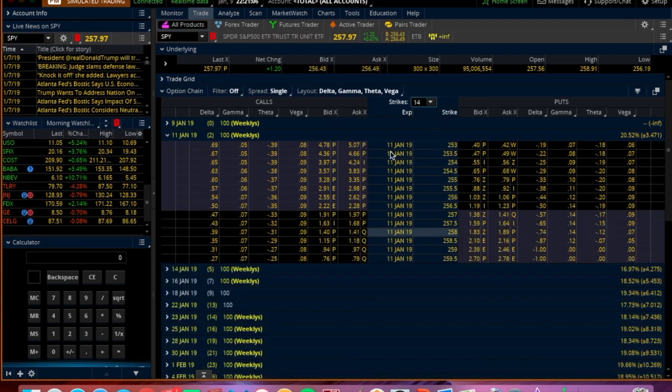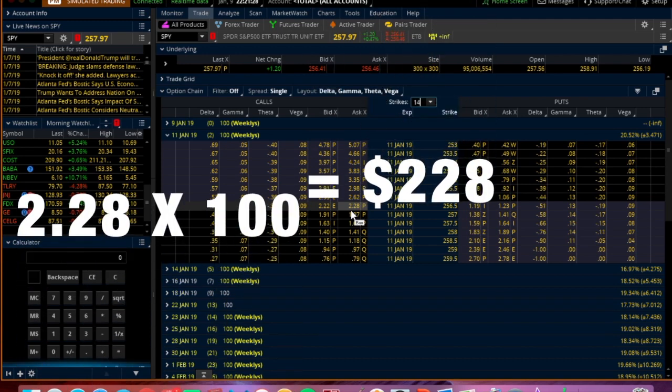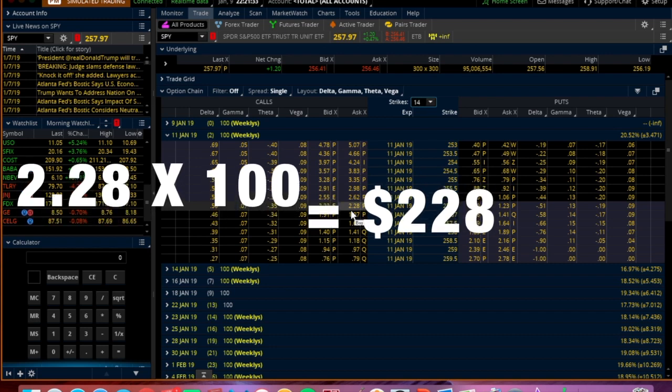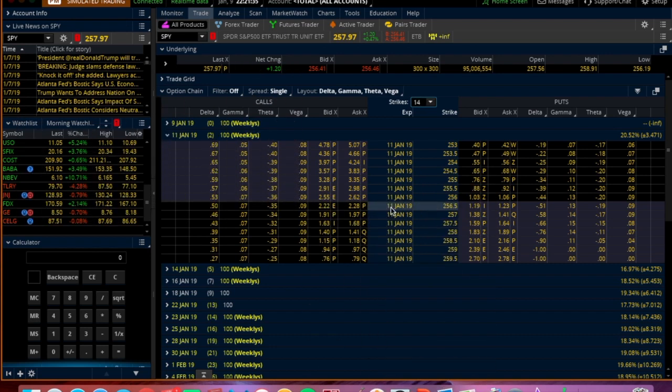You would see that every option here has a bid and an ask of about $4.70. Now, due to the fact that a contract represents 100 shares of an actual stock, this price, since it's at $2.28, you'd have to multiply that by the 100 shares that you're controlling. So all in all, you would be paying $228 for this particular options contract. Okay?